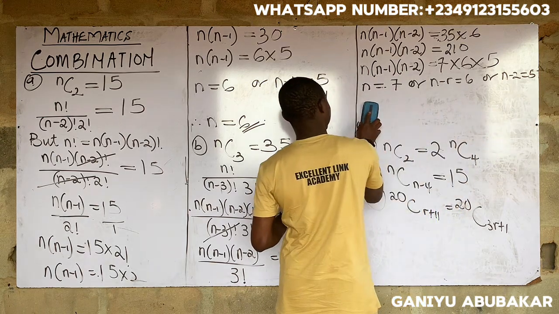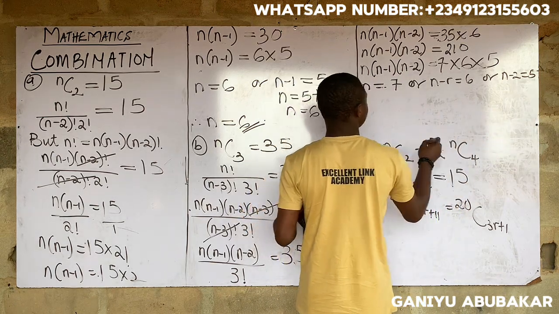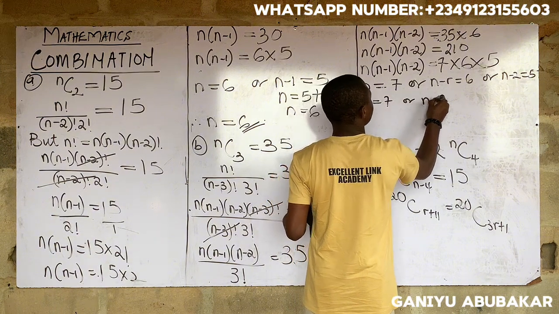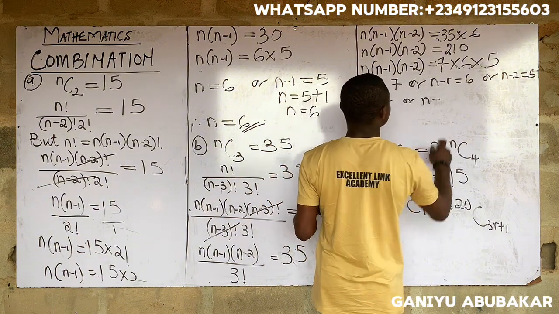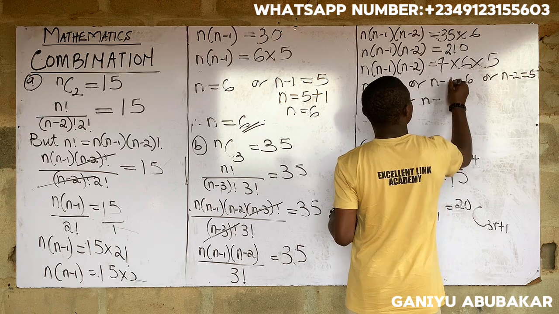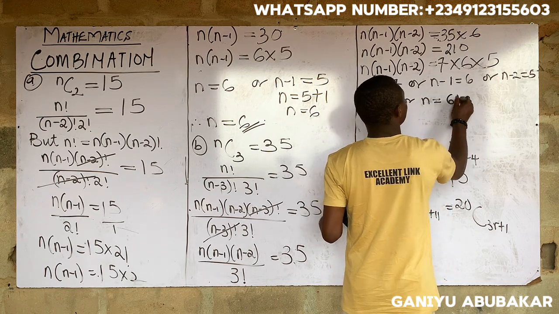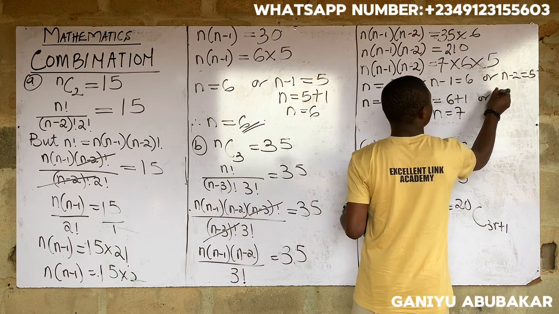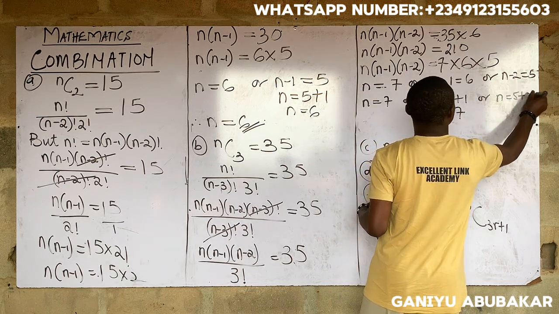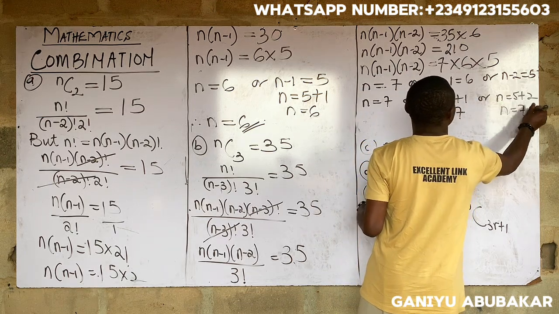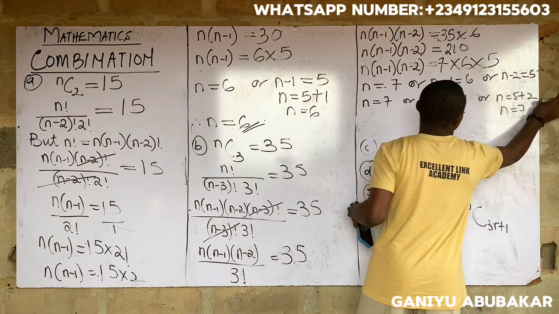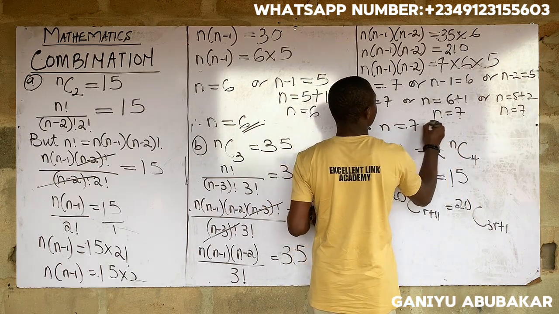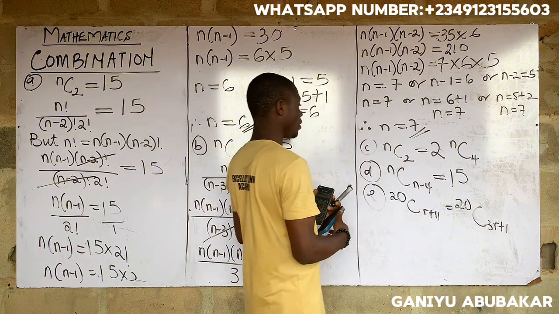So from here, what do I get? n equal to 7, or n equal to what? Sorry, this is 1 now. Or n equal to 6 plus 1. N is still 7. Or n equal to 5 plus 2. N is still 7. So therefore, n equal to 7. So my n there is 7.